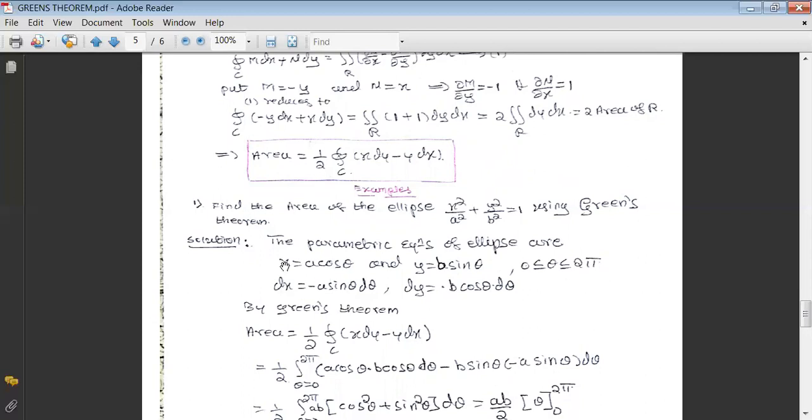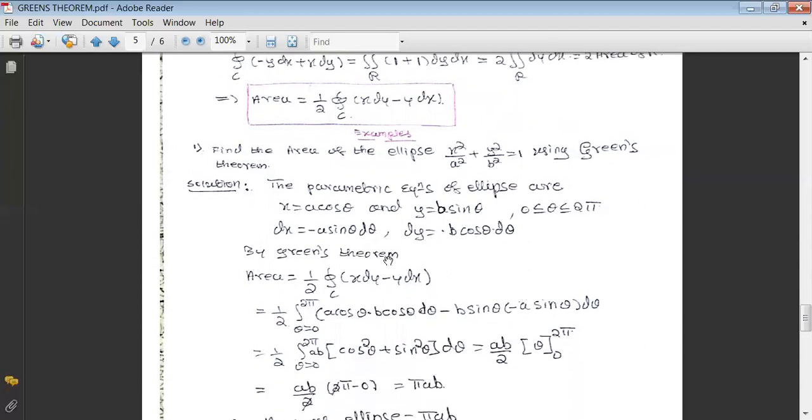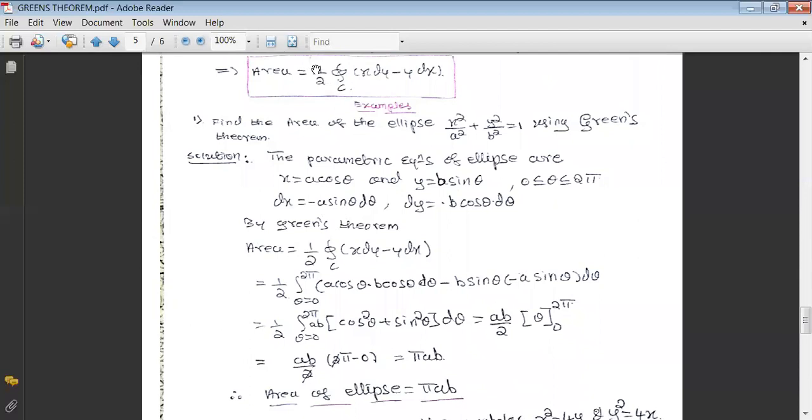Therefore, as we have taken x equals a cos theta, dx results as minus a sin theta d theta, and dy results as b cos theta d theta. Then by Green's theorem, the area is given by 1 by 2 times the integration over the closed curve C of x dy minus y dx. Here the parameter is theta.